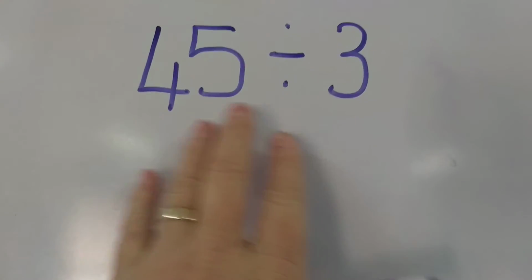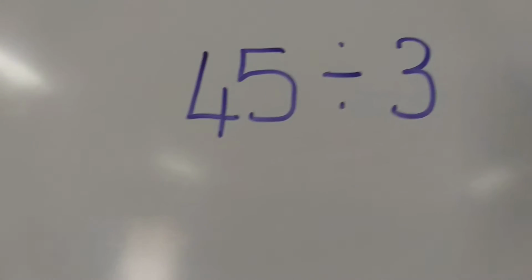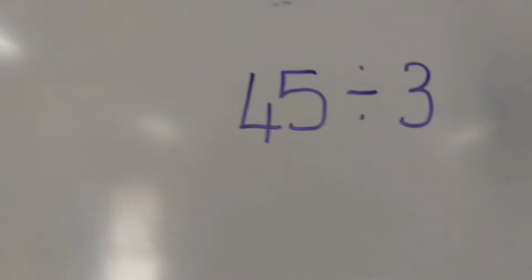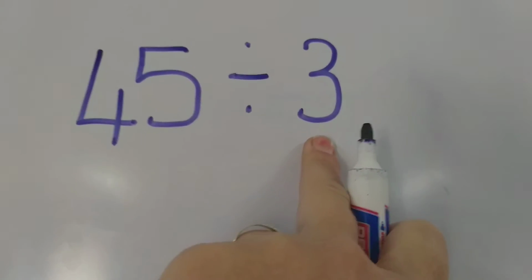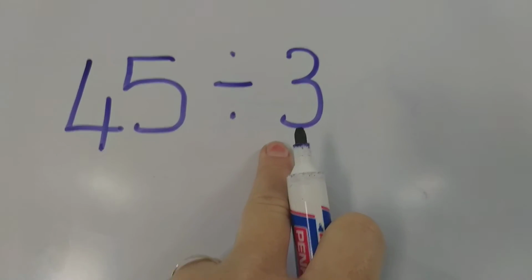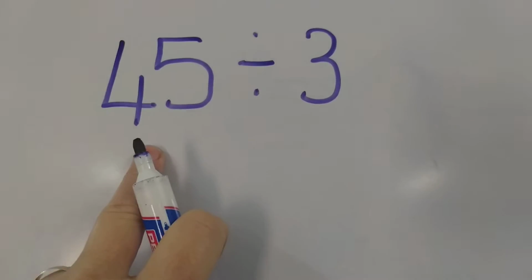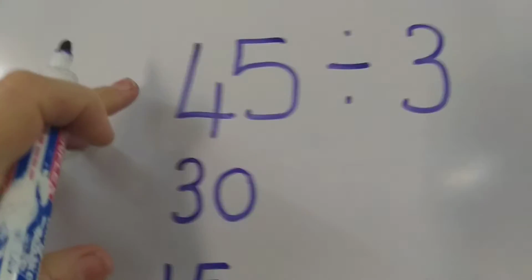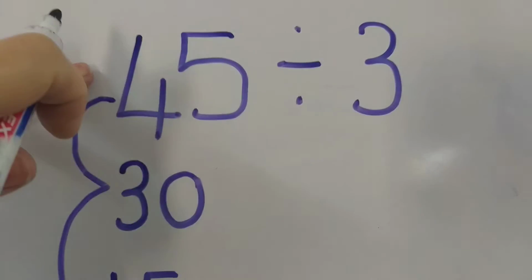So let's have a look at that. We've got here 45 divided by 3. So 45 is our bigger number. That is the number that we're going to have to break down. And how do we break it down? We break it down into multiples of the number we're dividing by. In this case, we're dividing by 3. So we have to break down 45 into multiples of 3. So I'm going to go 30 and 15. That is how I've broken 45 down. If I add 30 and 15, I'm going to get 45.